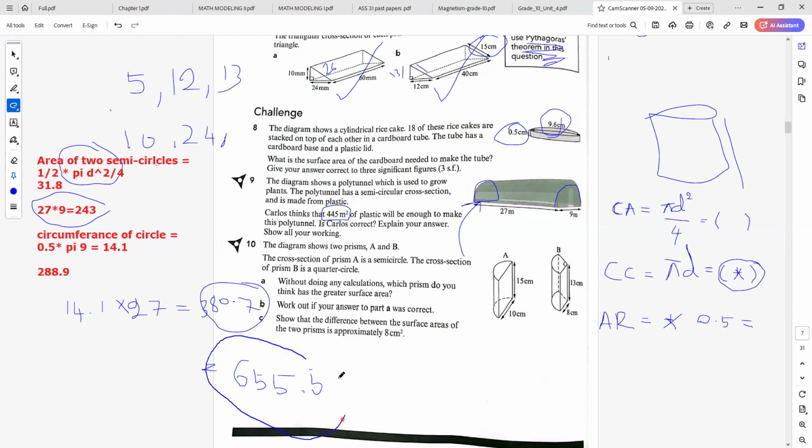So we will need this amount of plastic to make this polytunnel, but Carlos thinks that it requires 445, because there is a huge difference. So we will write like this. So he is wrong. This is how we have to write this.